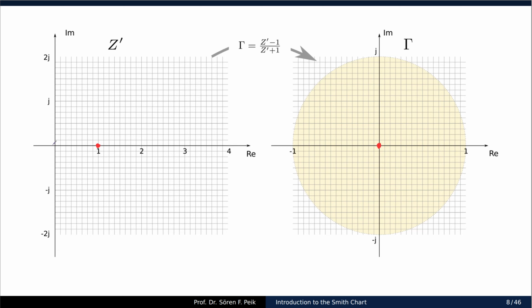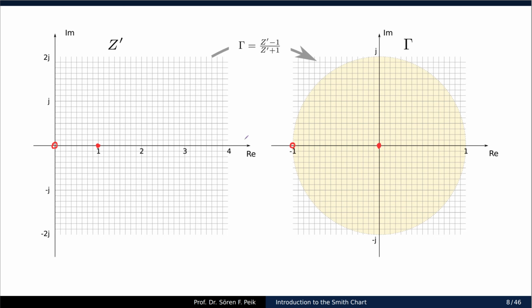Another extreme case would be when my ZL is 0. That means no impedance. Impedance is 0. That means it's a short. So 0 minus 1 over 0 plus 1 becomes minus 1. So this 0 value here, the short, maps to a gamma point at minus 1. Minus 1 is the reflection coefficient of a short.